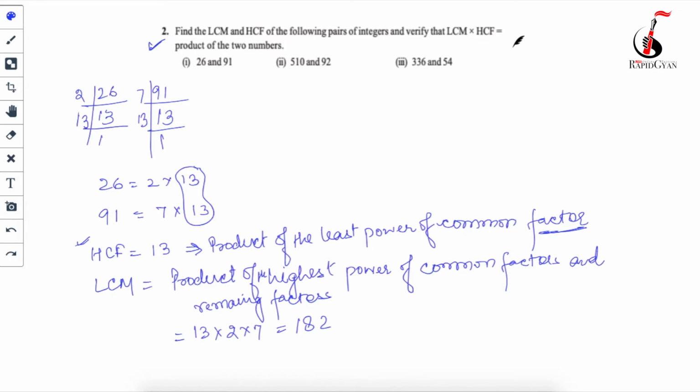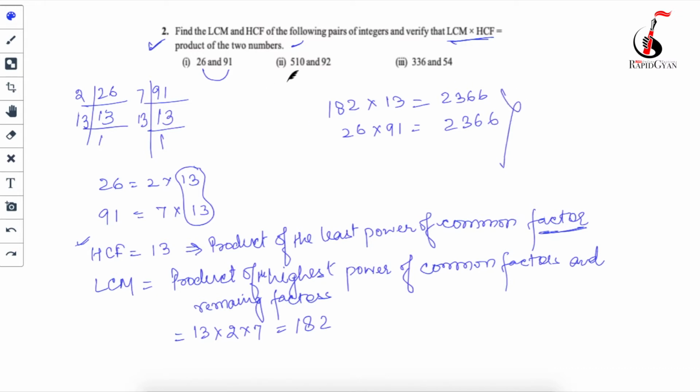Now we'll have to verify this statement that LCM times HCF is equal to the product of the numbers, so I will just multiply LCM and HCF. Your LCM is 182 and HCF is 13. So 182 times 13, if you multiply, you will get 2366. And again, if you multiply 26 and 91, you will get the same number, 2366. So what you are seeing, guys, is that if you multiply LCM with HCF of the two numbers, your output will be the same as if you multiply those two numbers. Means LCM times HCF is equal to the product of two numbers.